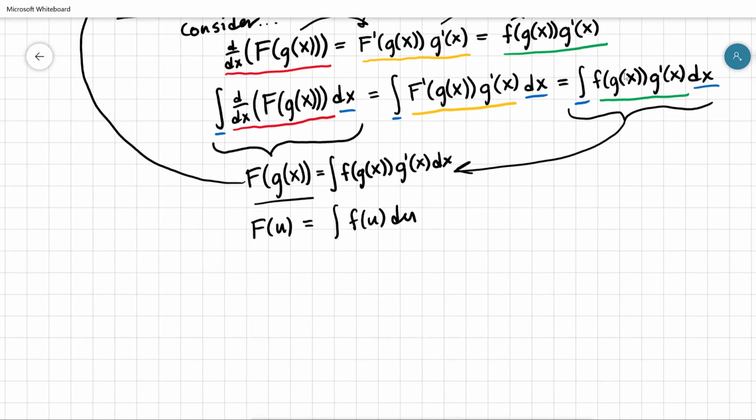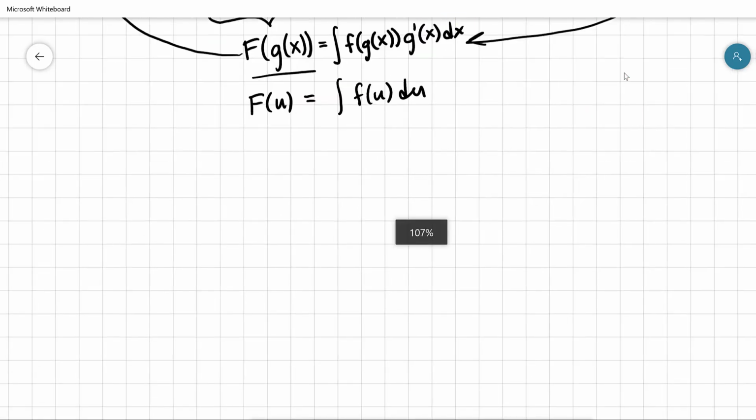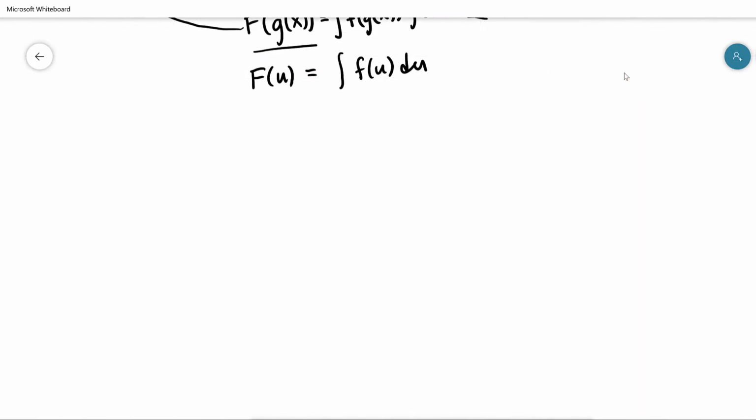Okay. Hopefully that makes some sense. Let me write this out a little bit more formally. So what is our substitution rule?